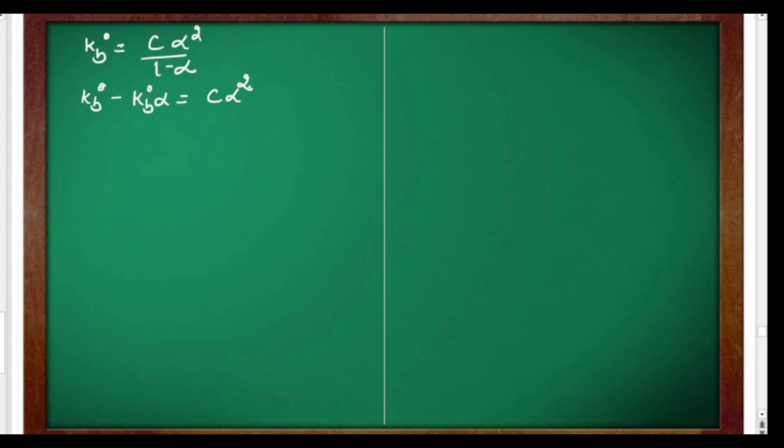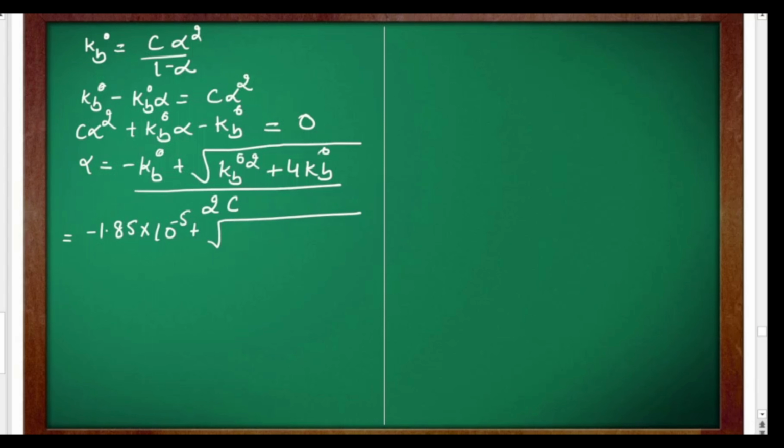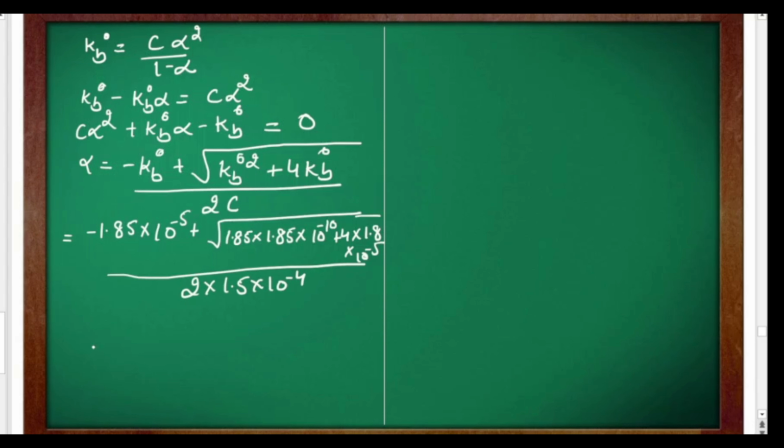On solving the dissociation constant equation, we get a quadratic equation in alpha. C alpha squared plus kb alpha minus kb equal to 0. On solving, alpha is equal to minus kb plus square root of kb squared plus 4 multiplied by kb, divided by 2c. On putting the value of kb and concentration in the alpha equation, we get alpha value equal to 0.2949. As you can see, alpha value cannot be ignored in comparison to 1.